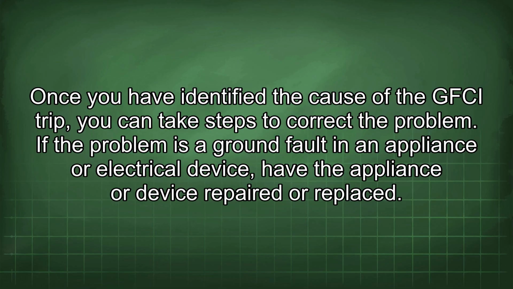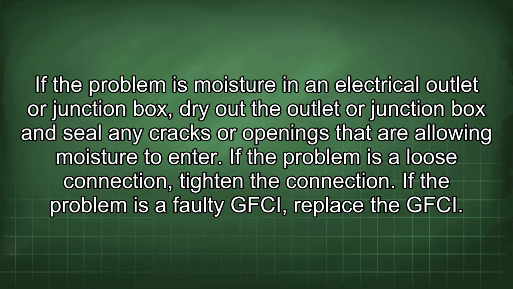If the problem is a ground fault in an appliance or electrical device, have the appliance or device repaired or replaced. If the problem is moisture in an electrical outlet or junction box, dry out the outlet or junction box and seal any cracks or openings that are allowing moisture to enter. If the problem is a loose connection, tighten the connection. If the problem is a faulty GFCI, replace the GFCI.